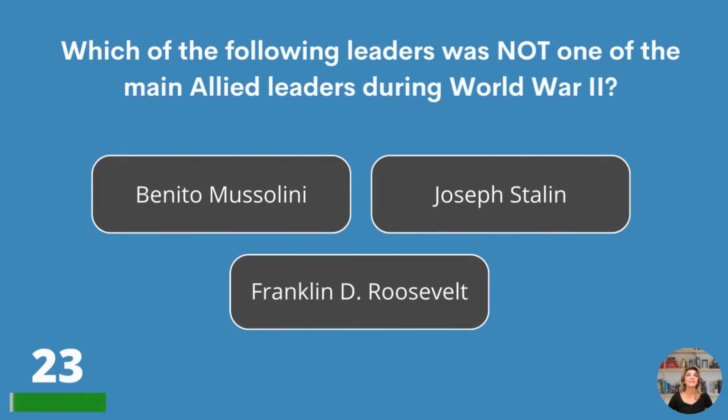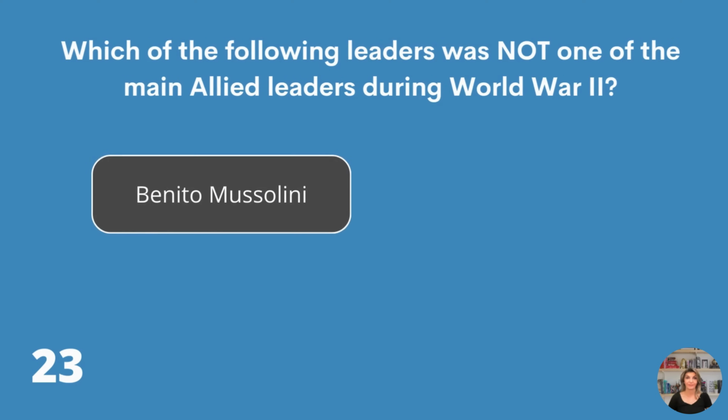Which of the following leaders was not one of the main Allied leaders during World War II? Benito Mussolini, Joseph Stalin, or Franklin D. Roosevelt? Benito Mussolini.